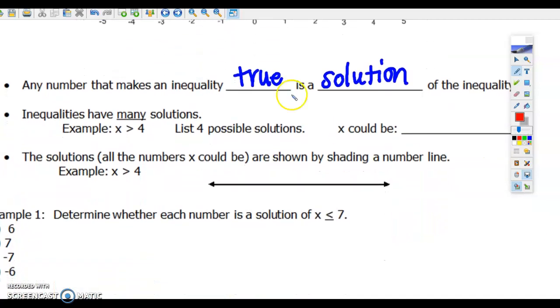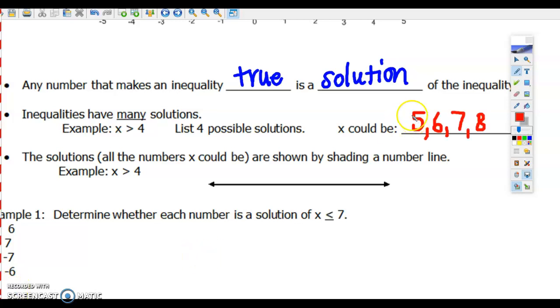Any number that makes an inequality true is a solution. You'll hear that word a lot this year. It's a solution, an answer of the inequality. And inequalities have many solutions. So pick 4 possible solutions that would go with this, and pause here and see if you get the same ones as me.